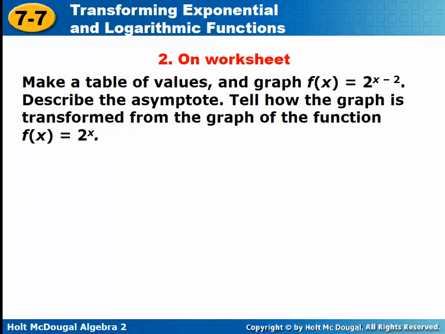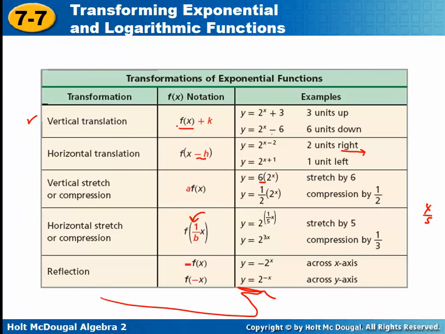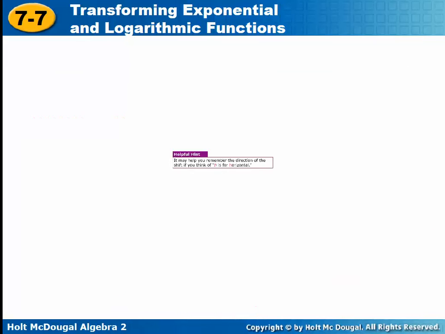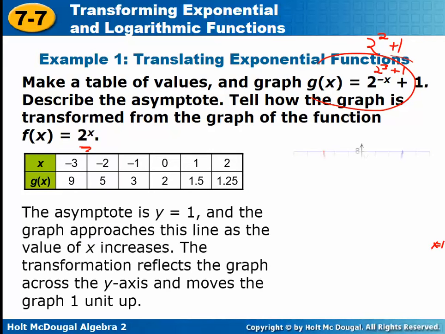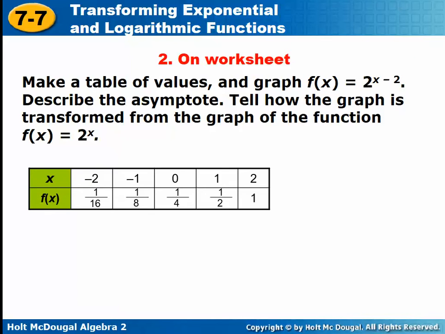So here's one on your worksheet. Again, you don't have to make the table of values, but we're going to do the graph of 2 to the x, and then the graph of 2 to the x minus 2. You might look back at our table. It means it's going to move 2 units to the right. So if you can graph the parent function, our graph of f of x will just be 2 units to the right of that. And you also have to name the asymptote.